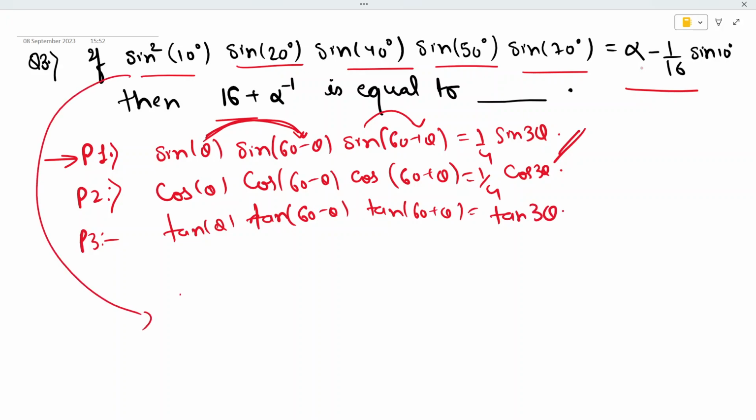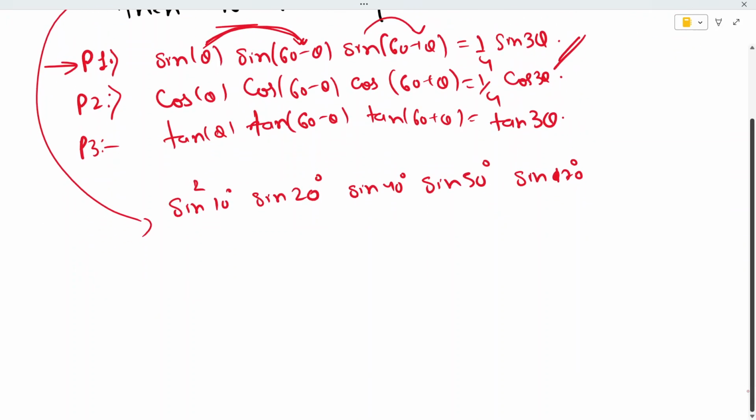What does the question say? We are given sin square 10 degrees, sin square 20 degrees, sin square 40 degrees, sin square 50 degrees. You can find a pair where 60 minus 10 and 60 plus 10, and 10 is available. Look, here if you assume this one is theta, then 60 minus theta is here and 60 plus theta is here. So we can substitute. From here we can write sin 10 degrees, sin 20 degrees, sin 40 degrees.